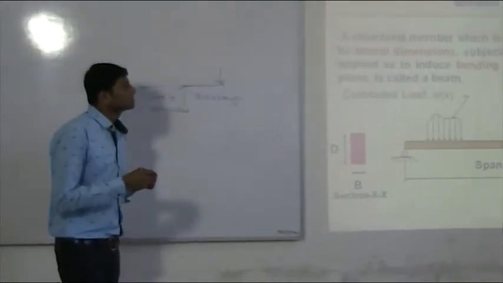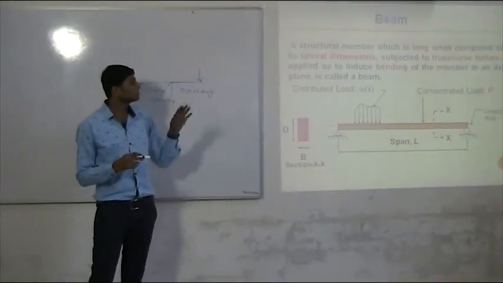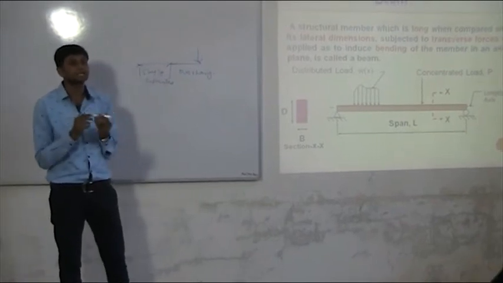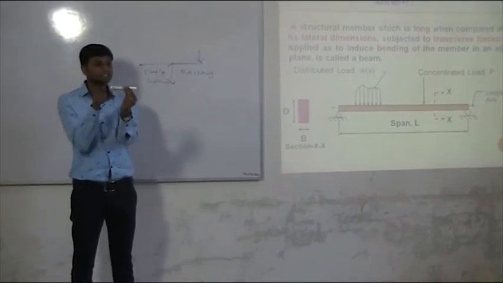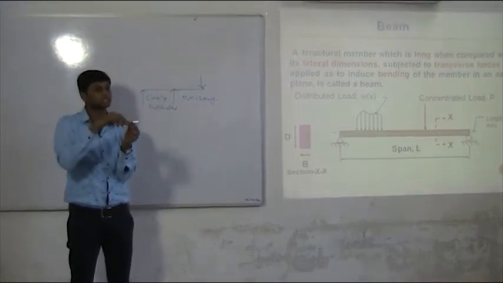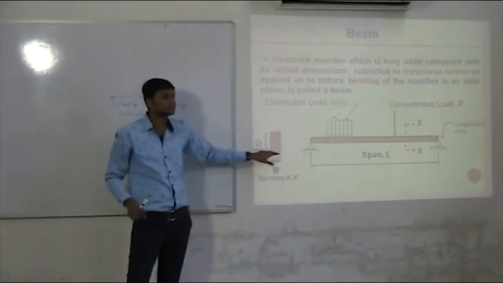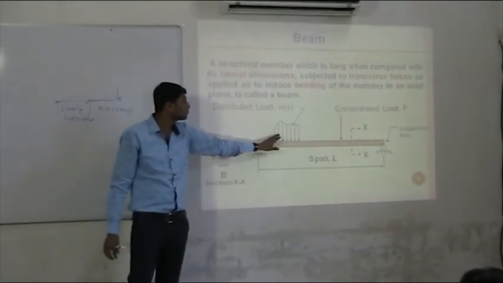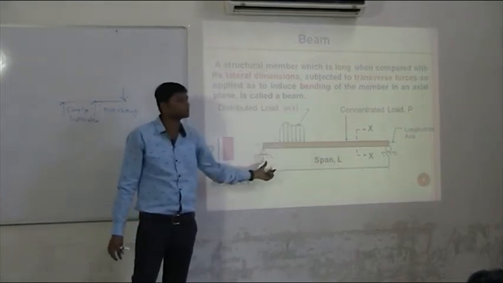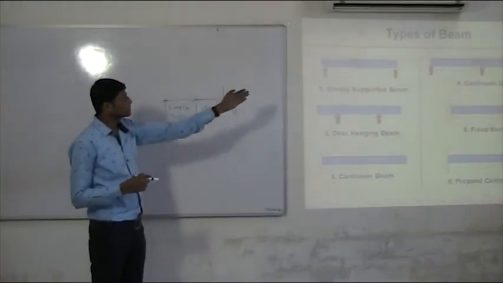Next, from the definition, a beam is a member which is long when compared with its lateral dimension and subjected mainly to loads applied normal to its axis. If the axis of the beam is like this and load is applied normal to this axis, it is called a beam. Generally loads are applied transverse to the axis. B and D are the cross-sectional dimensions, which is subjected to different types of loads, UDL, concentrated load, and the distance between two supports is called the span. Types of beam: simply supported beam.